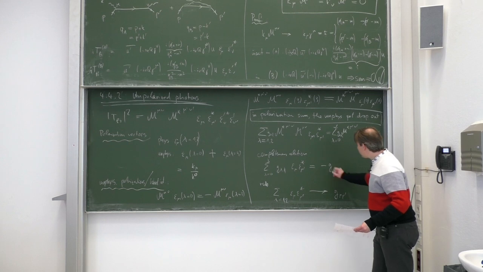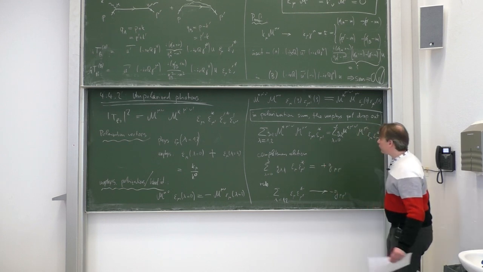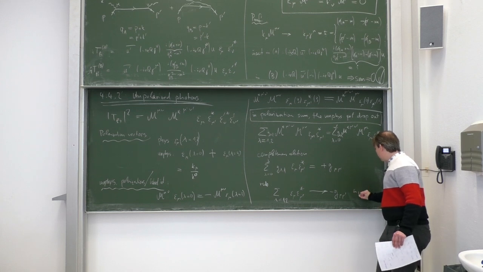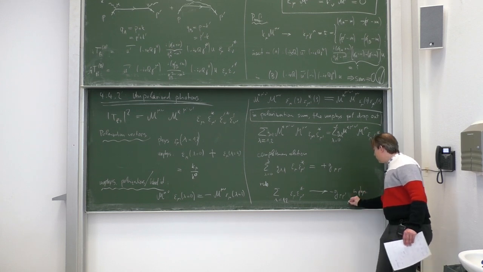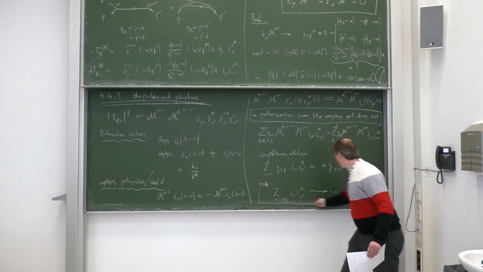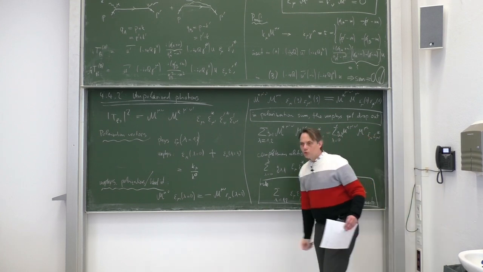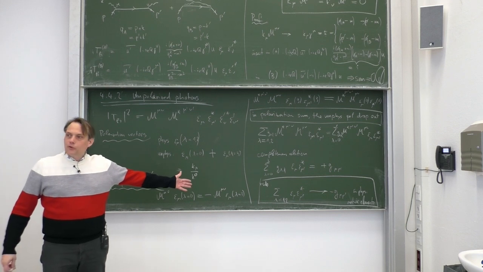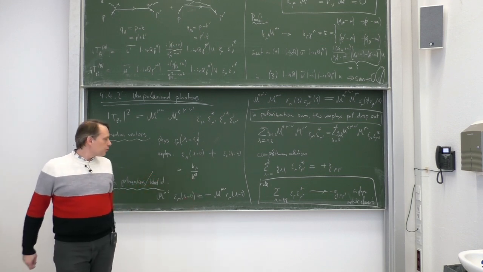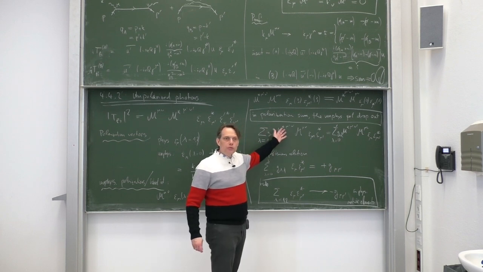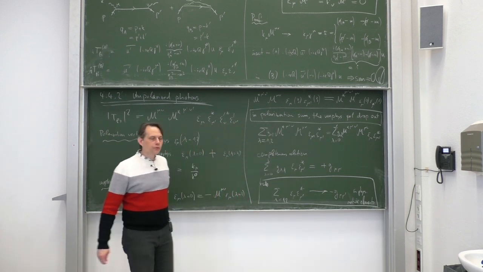I need to check. So this is here, sorry, this is plus and that is minus. Sorry about the confusion of signs in physical matrix elements. Okay. So even though the last line is not an equality, it becomes an equality once you contract it with such a physical matrix element. This is the outcome of this discussion.